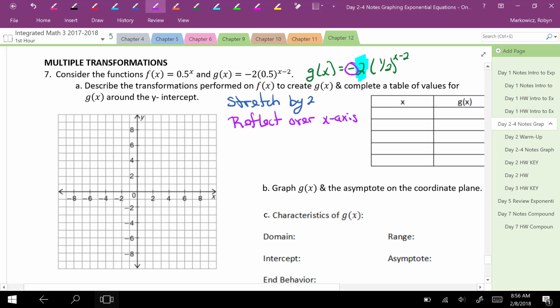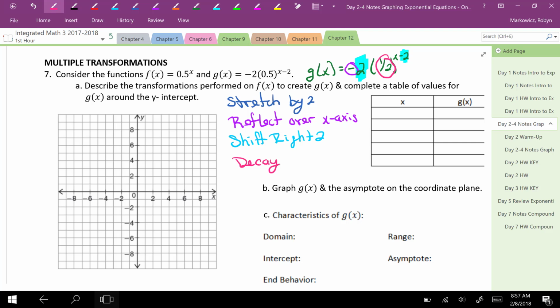What else do we have? Shift right 2? Where do you see that? X minus 2. Good, the x minus 2 here tells us shift right 2. And what else? We have one more. Not really a transformation, but it helps us determine our exponential: we have a decay. The only reason I want to bring that up is so we know we have a decay. So that's not a transformation, but it helps us understand what our function is going to look like.